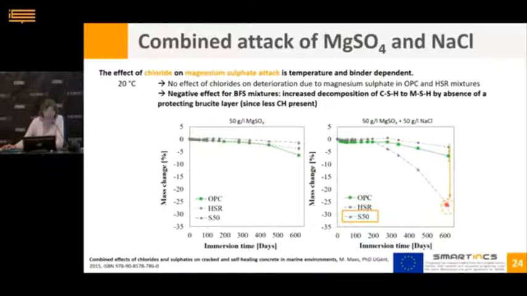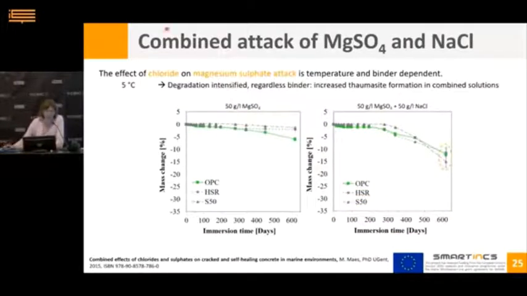And this was due to the increased decomposition of the calcium silicate hydrates to magnesium silicate hydrates by absence of a protective brucite layer. Because of course, in the case of blast furnace slag, we have less calcium hydroxide produced. There is less cement present, so less brucite due to that.